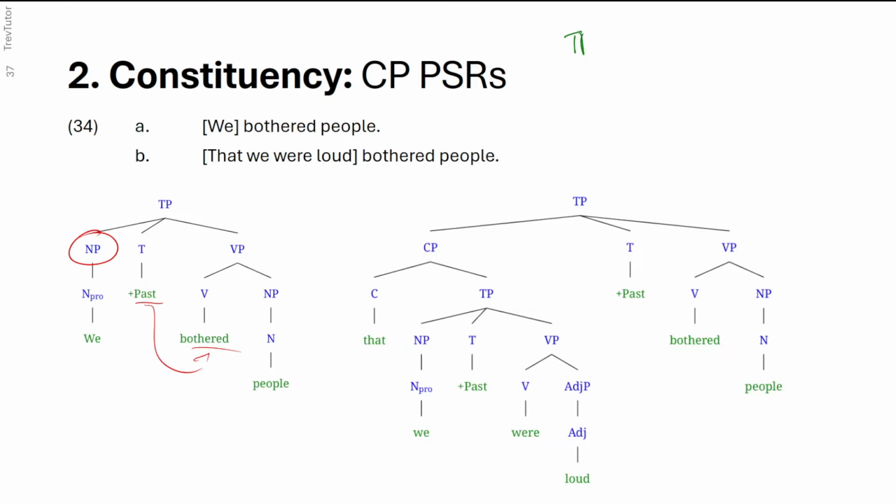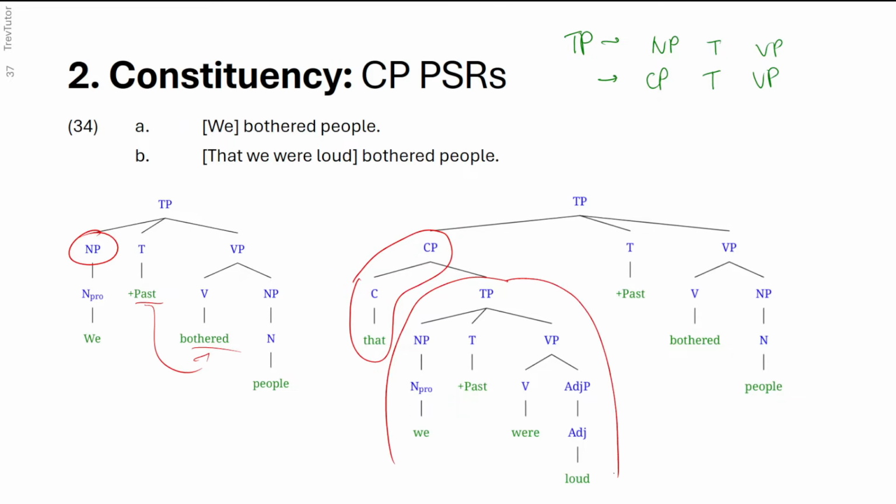So before we said that the tense phrase goes into a noun phrase, T, and a verb phrase, but it can also branch off into a complementizer phrase, a tense, and then a verb phrase. So "that we were loud," this is a complementizer phrase that is headed by "that." And then we just have another little TP inside. So "we were loud," that's the sentence.